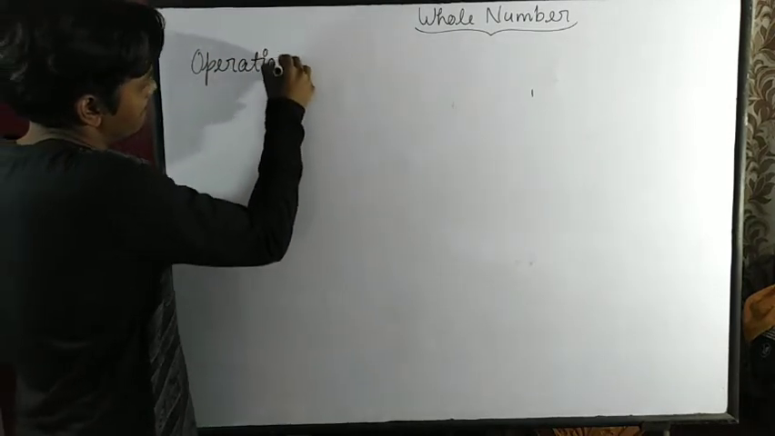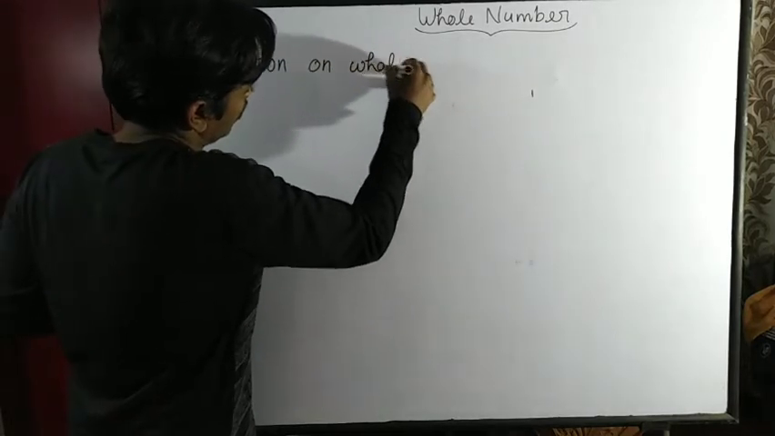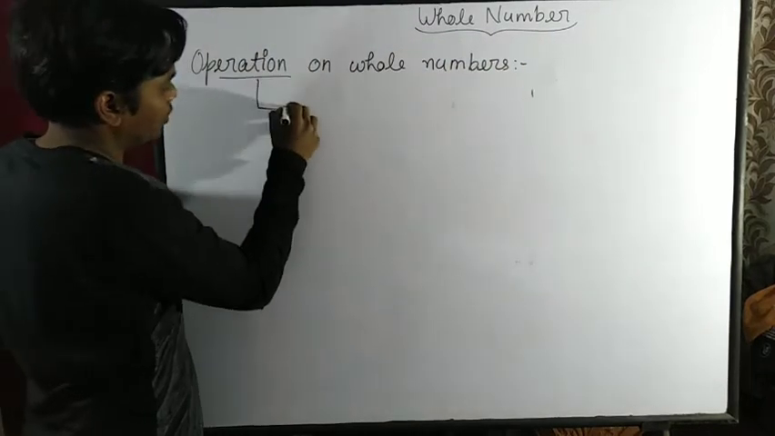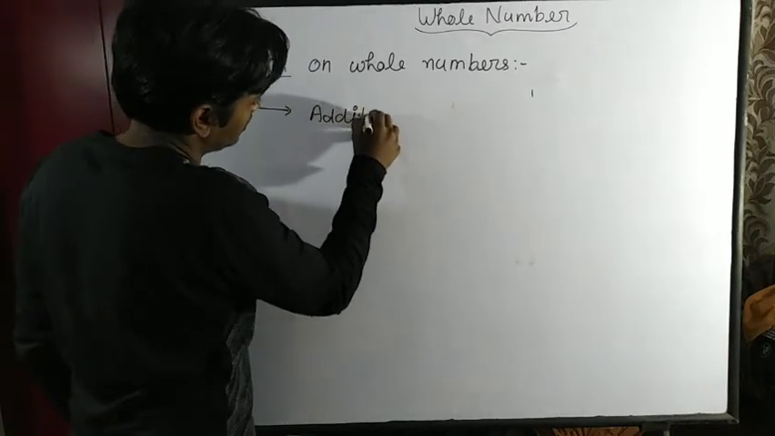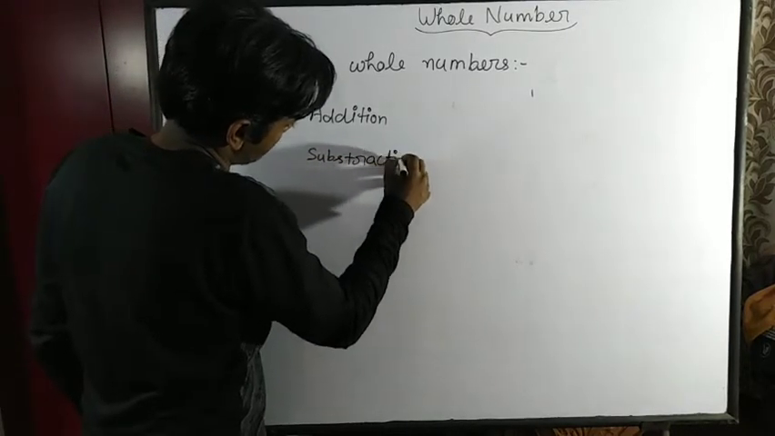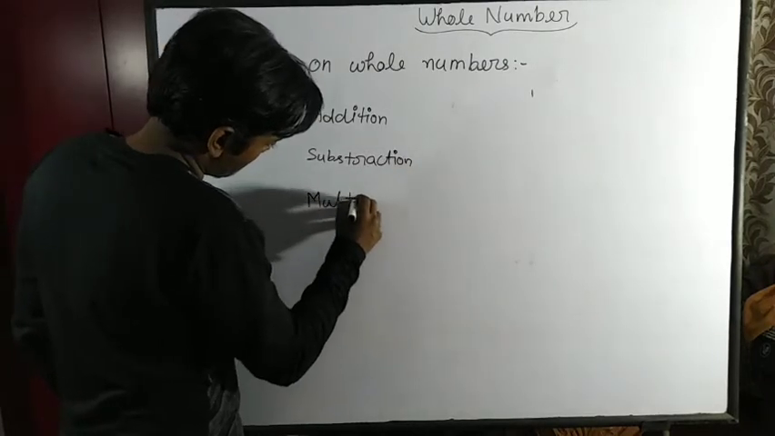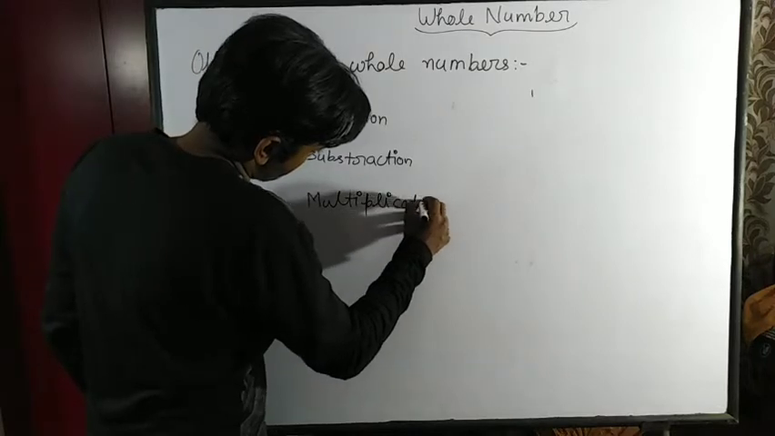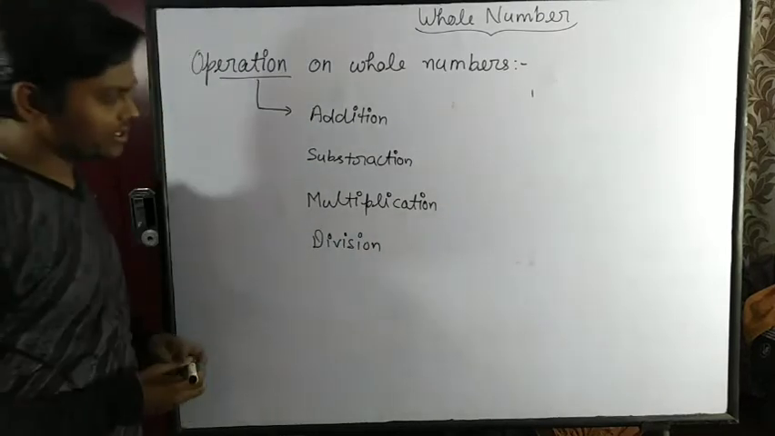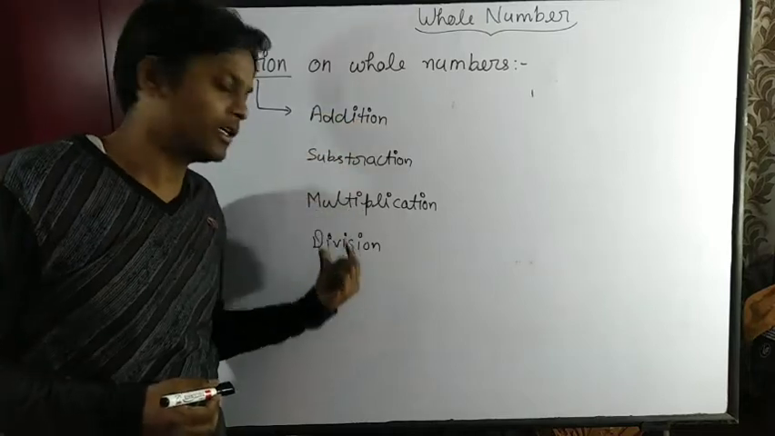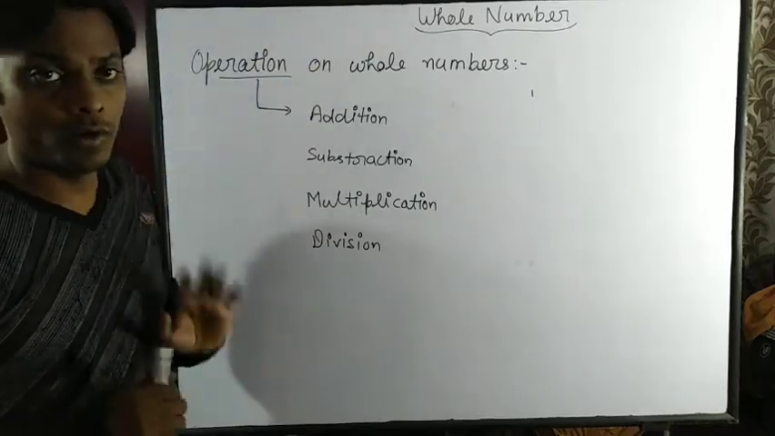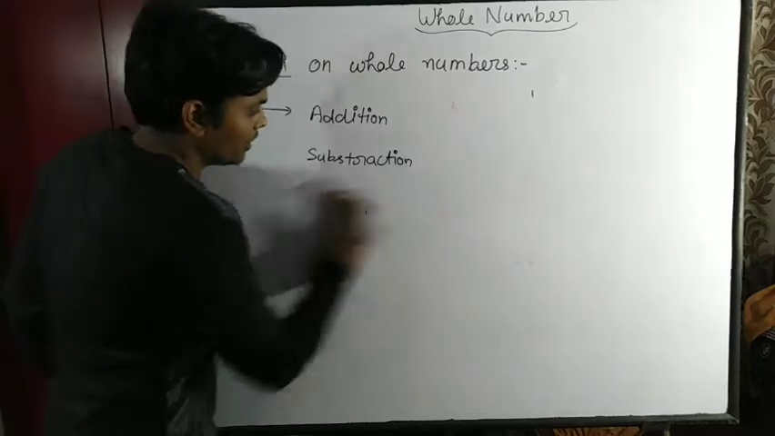Operations on whole numbers. There are four operations: addition, subtraction, multiplication, and the last one is division. So in this we will deal with four operations: addition, subtraction, multiplication and division. What is the effect, what are the properties of these four operations on whole numbers? Okay, so we will understand one by one.